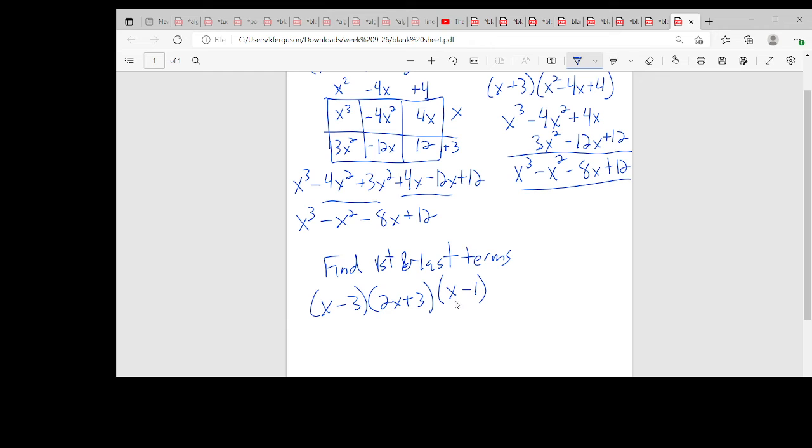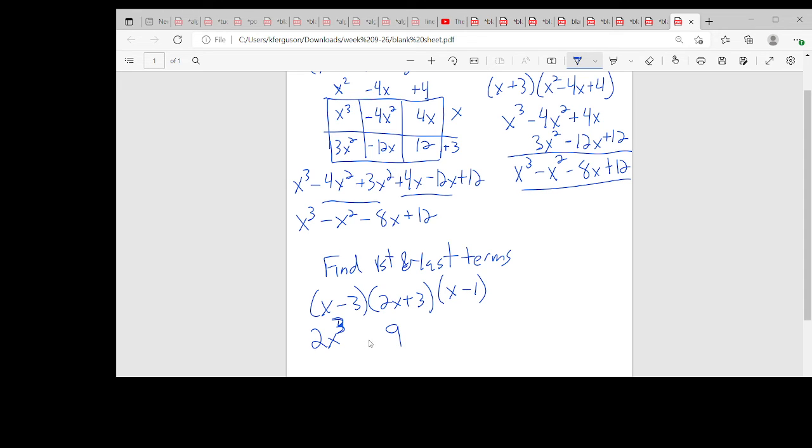Okay. So I got these 3 binomials that I'm multiplying. The first term is going to be all of the x's multiplied out. The last term is going to be all the numbers multiplied out. So that's all you do. X times 2x times x. That is going to be 2x to the third. Whoa, not fourth, third. Yeah, I know, my fault. And then the last term is going to be negative 3 times a positive 3 times a negative 1. That's going to be positive 9.